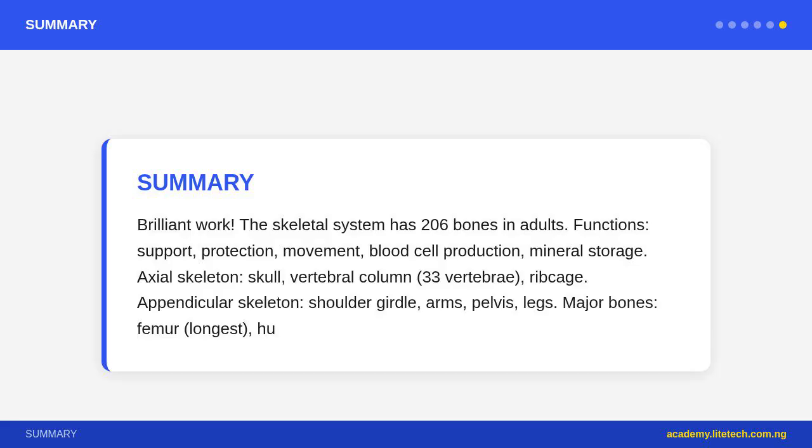The skeletal system has 206 bones in adults. Functions: support, protection, movement, blood cell production, mineral storage. Axial skeleton: skull, vertebral column, 33 vertebrae, rib cage. Appendicular skeleton: shoulder girdle, arms, pelvis, legs. Major bones: femur, longest; humerus; radius and ulna; tibia and fibula; carpals; tarsals. Bone composition: collagen for flexibility, plus calcium phosphate for hardness, plus living cells.